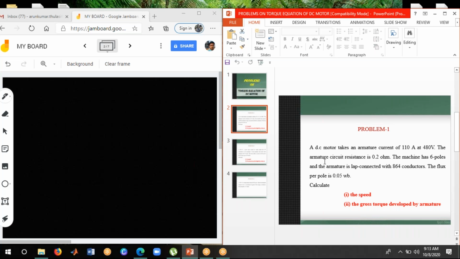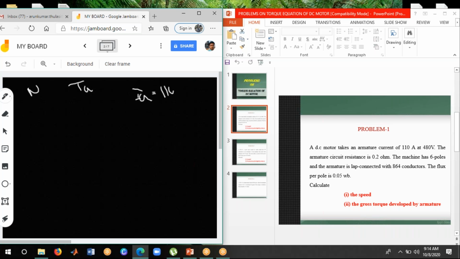So this is the given problem. In this, we need to find the speed of the motor and the torque available on the armature. So we need to find these 2 parameters, one is speed and the other is armature torque. Just observe carefully what parameters they have given. So I'm writing here. They gave that the armature current IA is equal to 110 amperes.